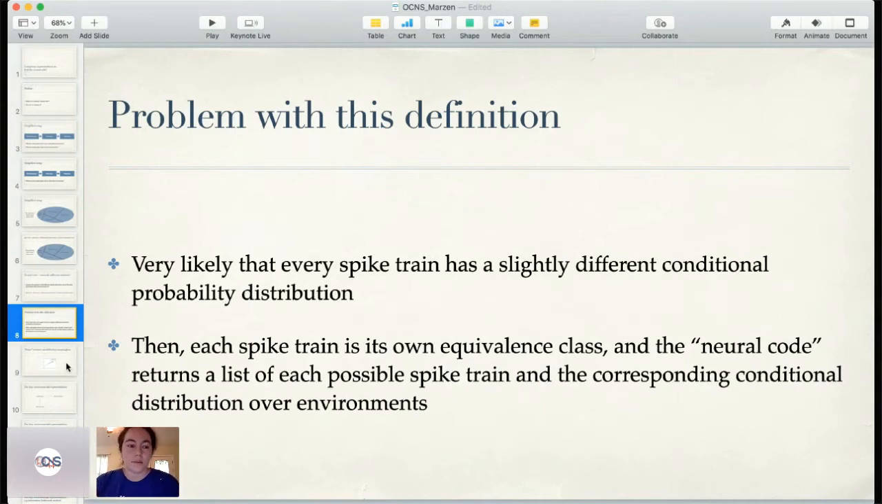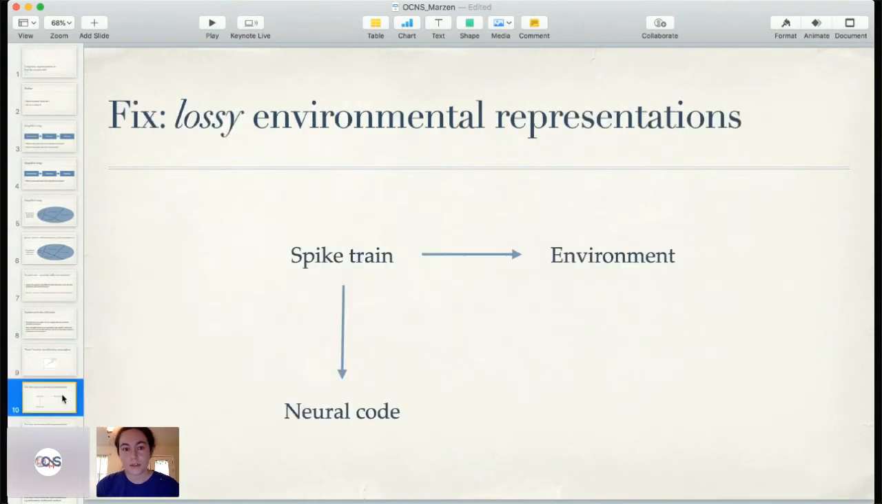So for these reasons, I think it's time to move from what we would call lossless representation, which is what this minimal sufficient statistics is, to something that's lossy. When you're talking about something that's lossy, what you mean is you've got this spike train, it contains some information about the environment, and you're trying to compress this spike train into something understandable that you're going to call the neural code.